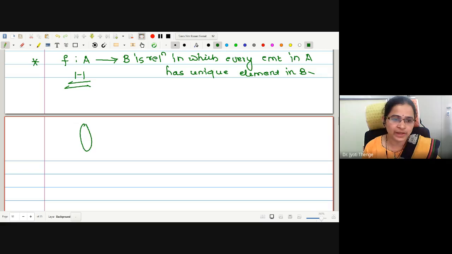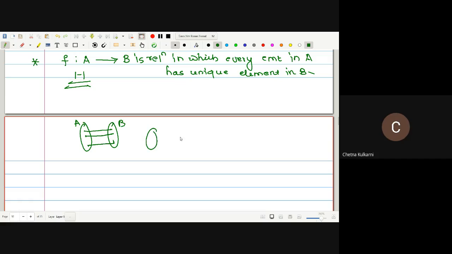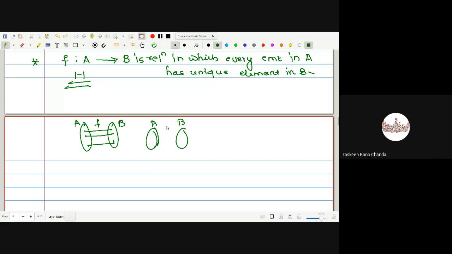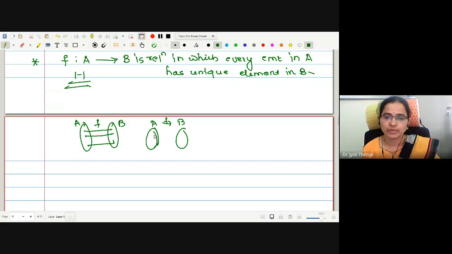According to the Venn diagram we studied in 12th standard, A to B. What is one-one? It means for every element in A, there is one element in B. What is the other type? Many-one. This is one-one, and this is many-one.